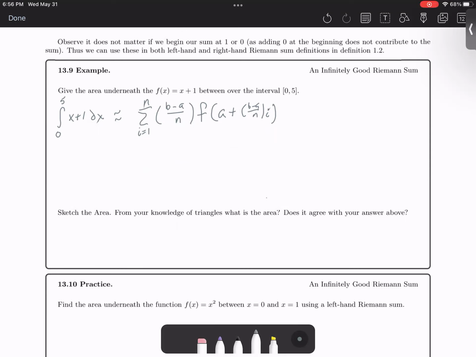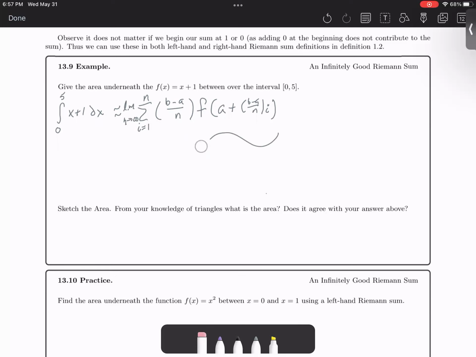Okay, so this is an approximation, right? Because even though I don't know what n is, as long as n is a finite number, it's just going to be an approximation. But now, as I take the limit as n goes to infinity of the area, well, now it's no longer an approximation. It is the exact answer. So we need to take the limit at the end as n goes to infinity.